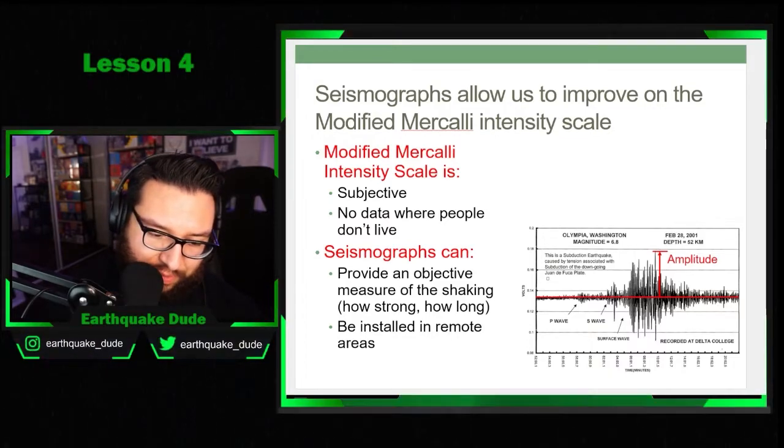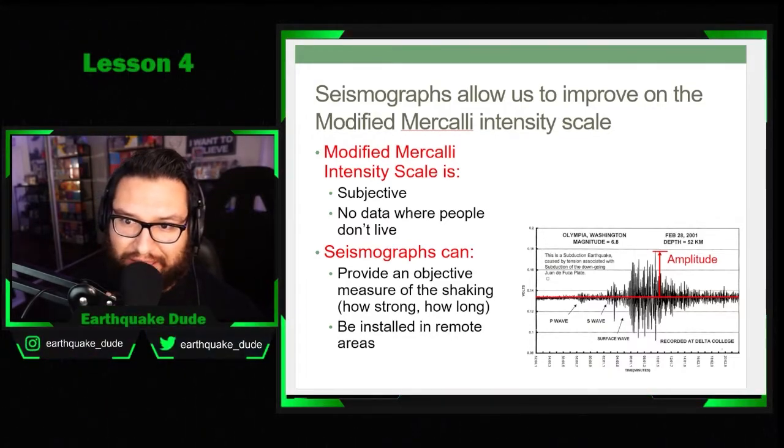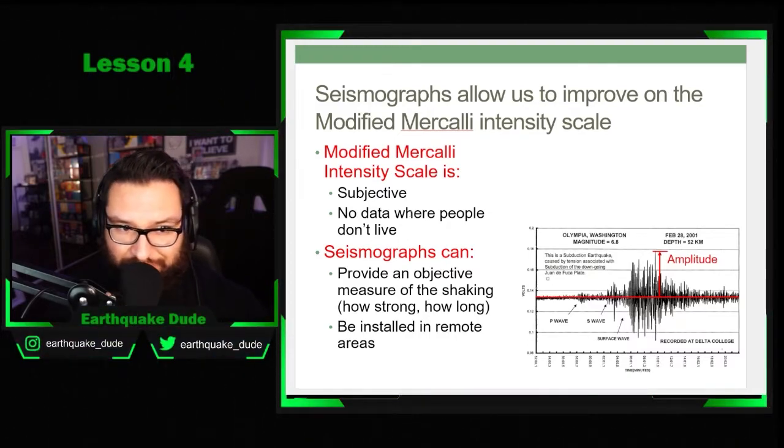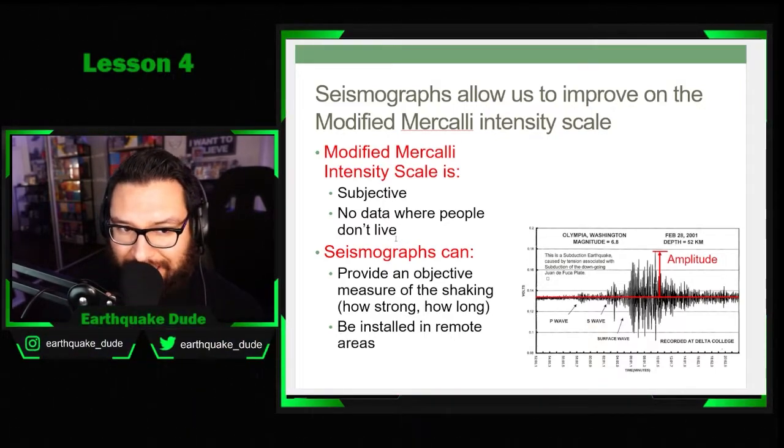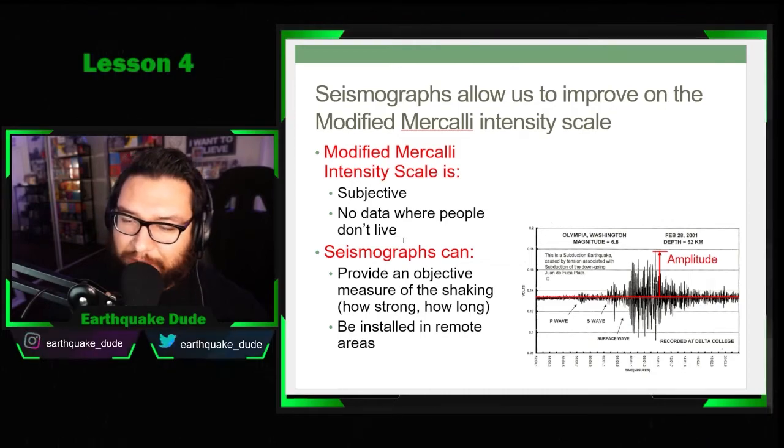For example, the middle of the desert, where no one lives, where the Goonies live, right? Just kidding.